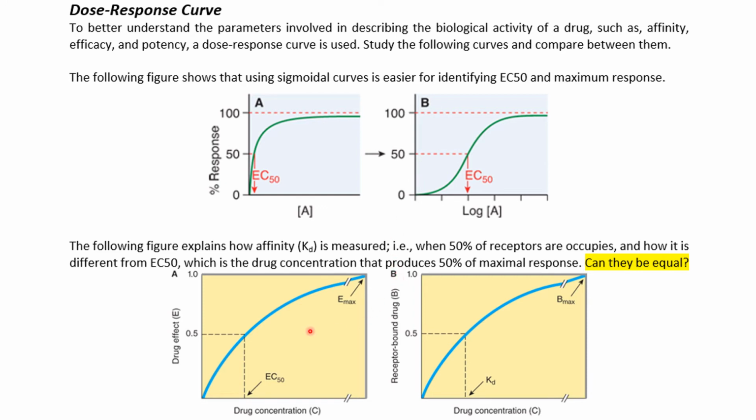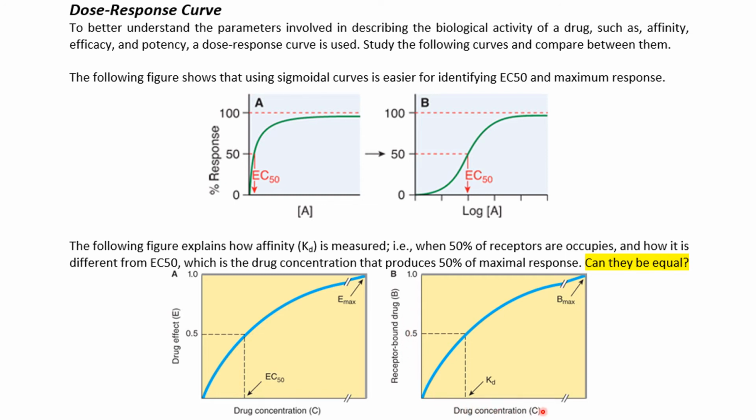Okay, so the first thing we want to look at using the curve is the affinity for a drug, which is the response when 50% of the receptors are occupied. This is represented by this curve here, the KD value. On the x-axis you have the drug concentration, on the y-axis you have the percentage of receptors occupied.